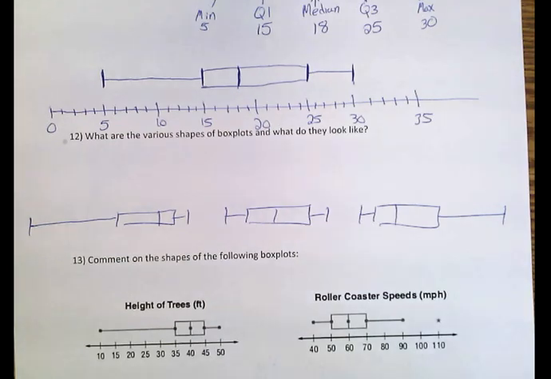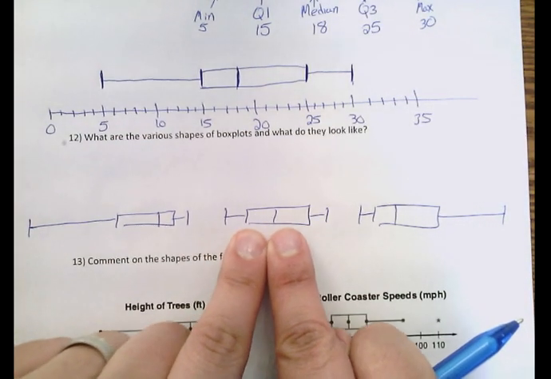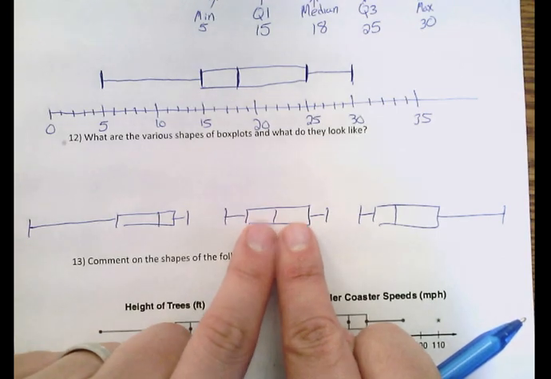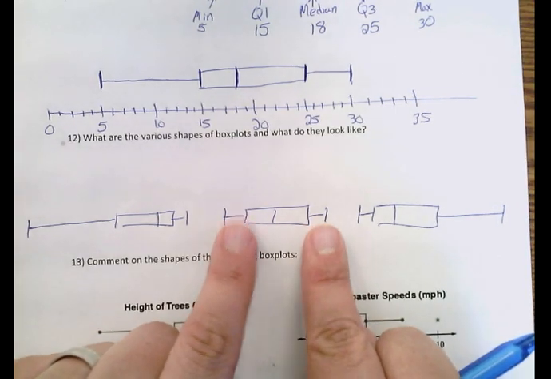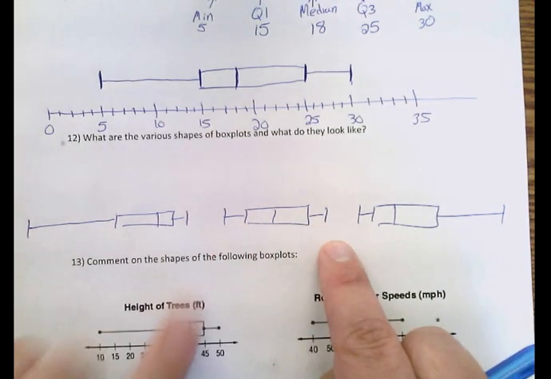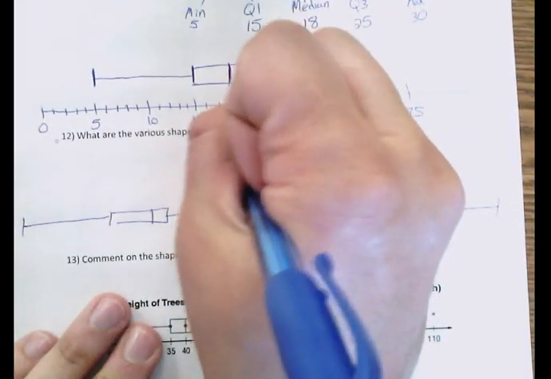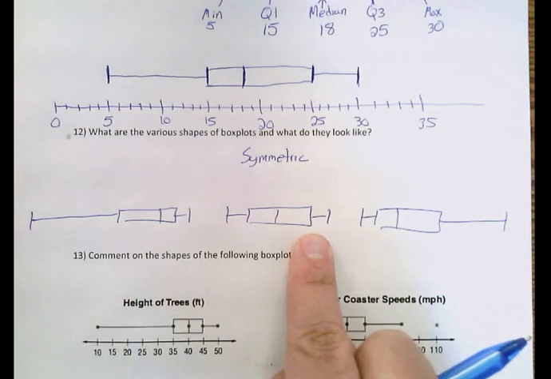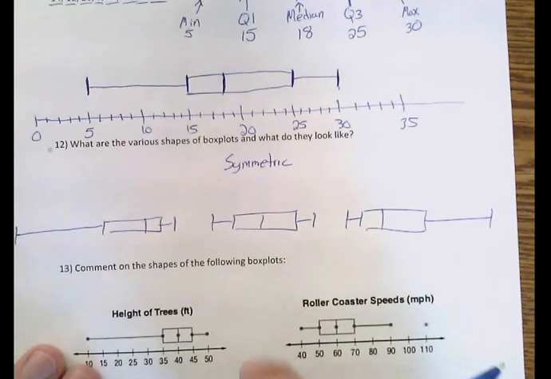So when we talk about shapes, it kind of goes back to what you've heard in geometry. This first one is pretty balanced on the left and right side. The box here is pretty balanced, about even on both sides here. The whiskers are pretty balanced as well. When you see this, this is what we call symmetric, okay? Symmetric, which means it's pretty much the same on both sides.